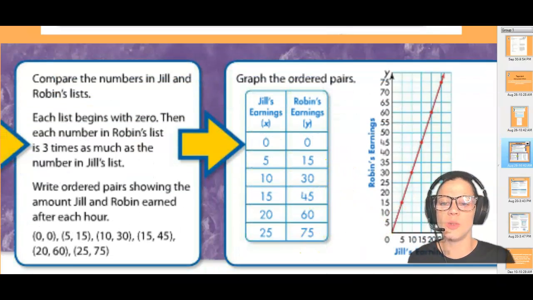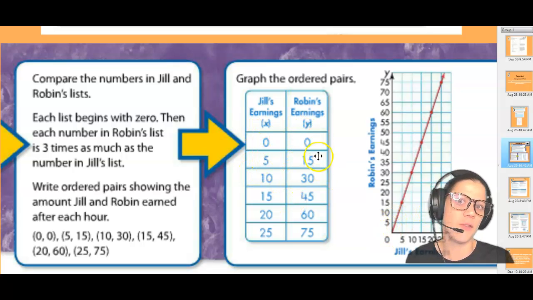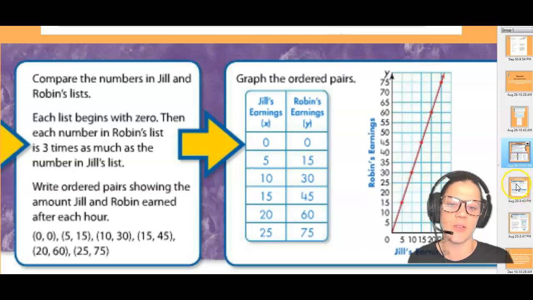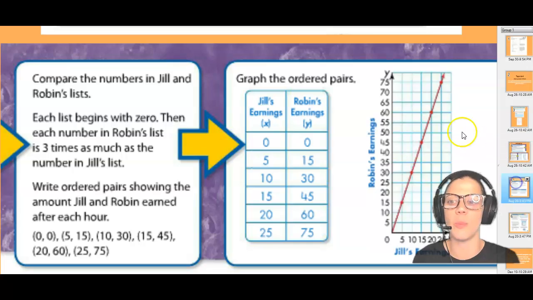This one shows Jill and Robin's earnings, or how much money they make, and then showing their graph over time. Really, all we are doing in these types of problems is determining what is our x and what is our y, and then plotting those ordered pairs. So we start with 0, 0, then 5, 15, 10, 30, 15, 45, 20, 60, 25, 75. These are all things you should already be familiar with from practicing with ordered pairs this week.